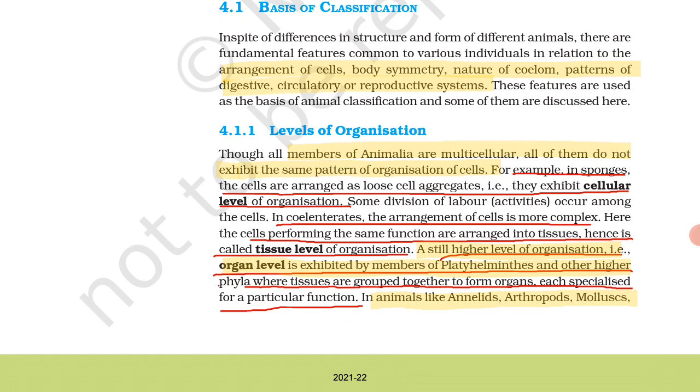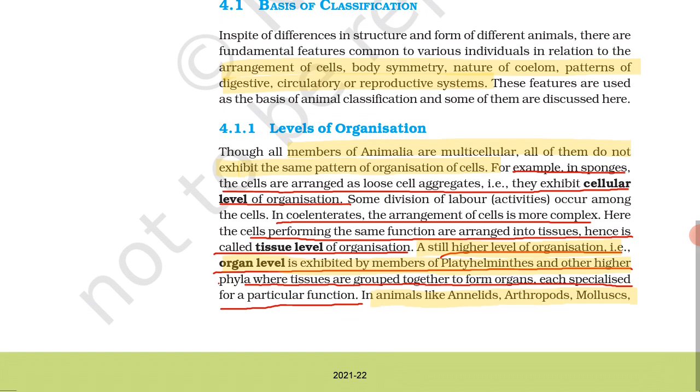Cells come together to form tissues. Tissues come together to form organs. So here the example is organ level organization, in Platyhelminthes and other higher groups. You have to keep in mind that cellular level organization is exhibited by sponges, tissue level organization is exhibited by coelenterates, and organ level organization is seen in Platyhelminthes and other higher groups.